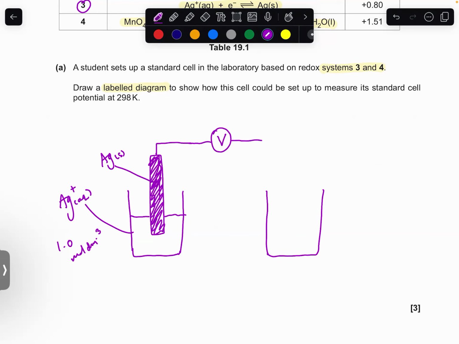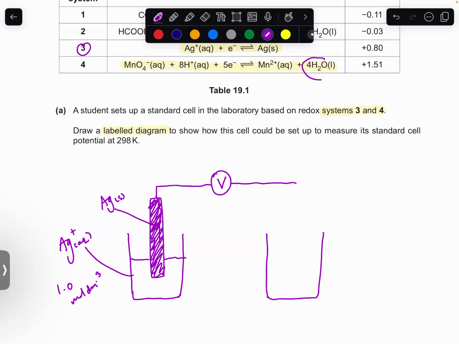And the other half cell, you see the other half cell, there are no metals in any side of the redox system. So when you are dealing with a mixture of ions, we need an electrode that will conduct the electricity but not chemically get involved. And what we use is a platinum electrode. I'm using color here for illustrative purposes. In the exam, you only use a black pen. Please be mindful of that.